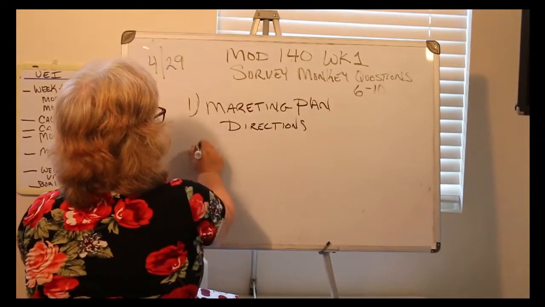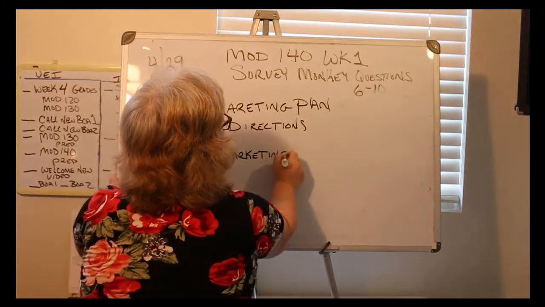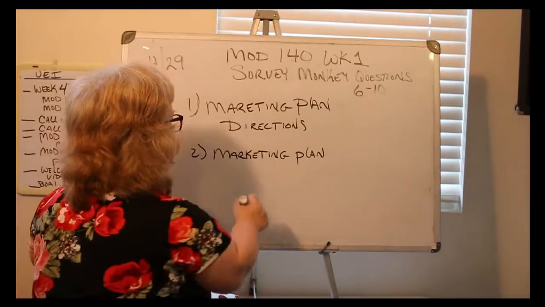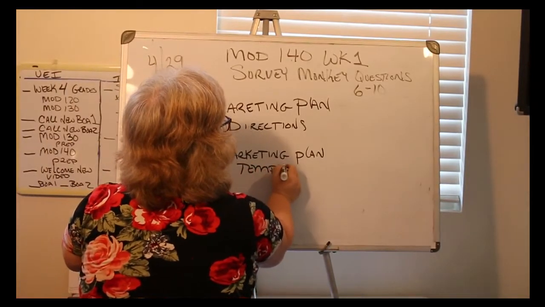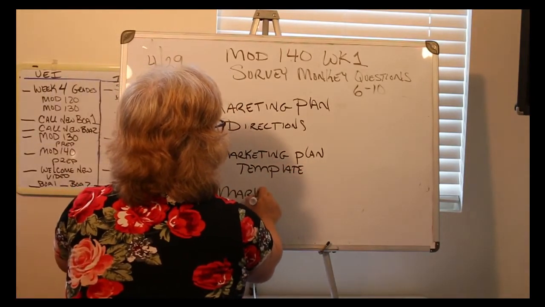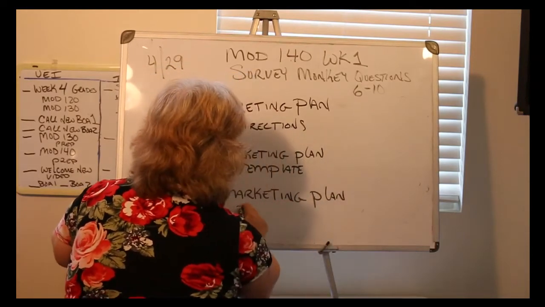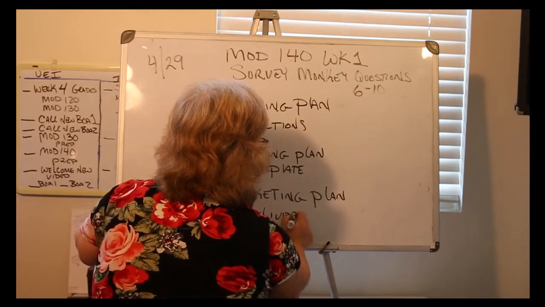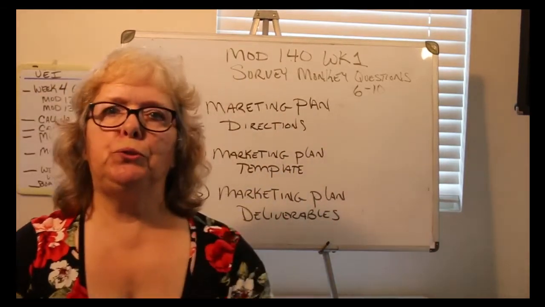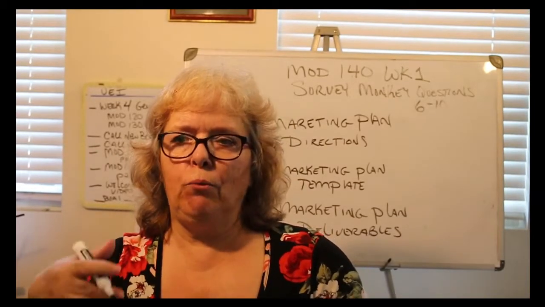The next one is the marketing plan template. So what this has, it has spaces for you to fill in yourself. It's a template. And then third is the marketing plan deliverables. So what deliverables mean is each week I want you to turn in one part of it. So it breaks down the 4 weeks and what's due each week.